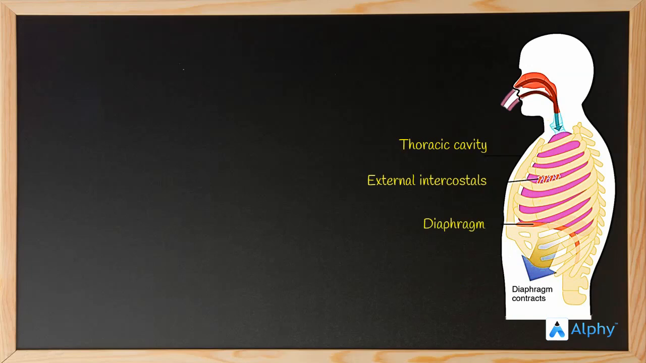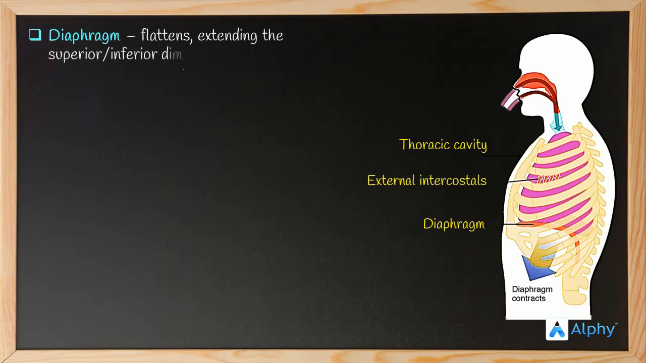Now coming to the process of inhalation or inspiration, that is when we breathe the air inside our bodies. Let's see the role of muscles. First is our diaphragm. The diaphragm flattens, extending the superior inferior dimension of the thoracic cavity. So our red structure will flatten out, which increases the superior inferior dimension of our chest cavity.